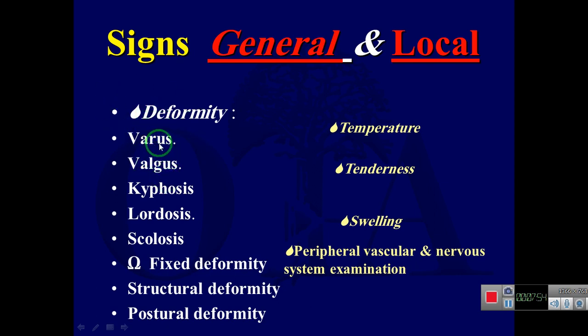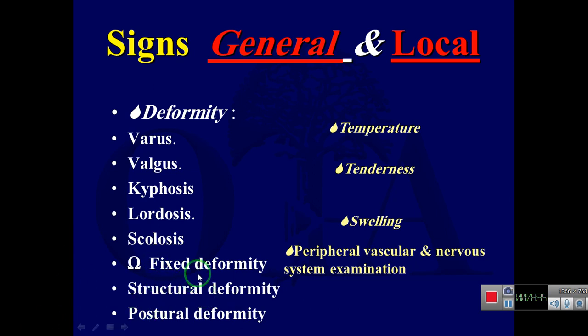The common deformities are varus or valgus. Varus means that the part distal to the joint is displaced toward the midline, while valgus means that the part distal to the joint is displaced away from the midline. Kyphosis is an increase in the curvature of the spine posteriorly, while lordosis is an increase in the curvature of the spine anteriorly. Scoliosis means any curvature of the spine in the coronal plane, I mean lateral curvature of the spine.